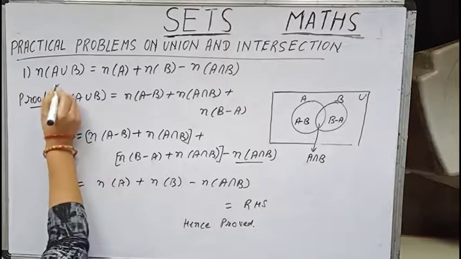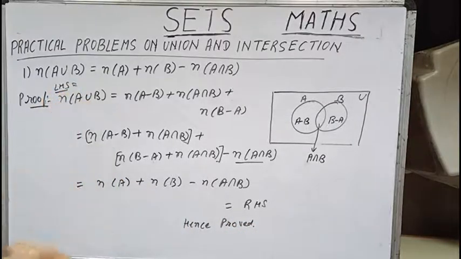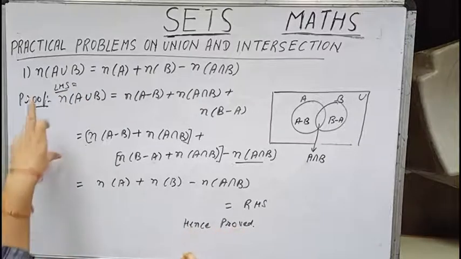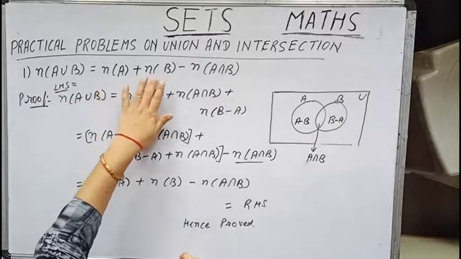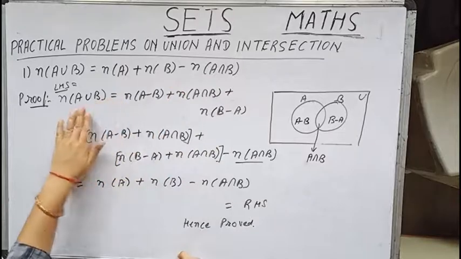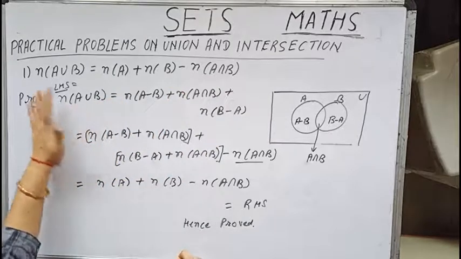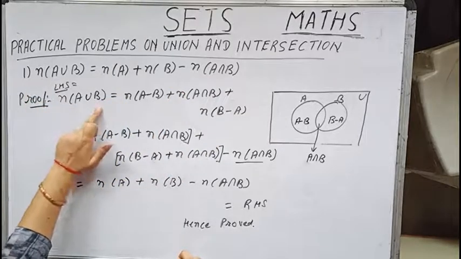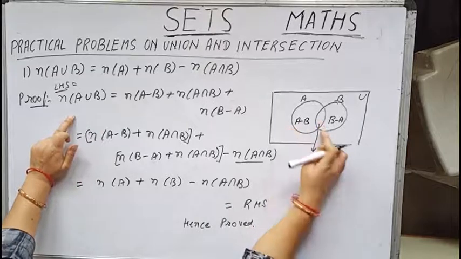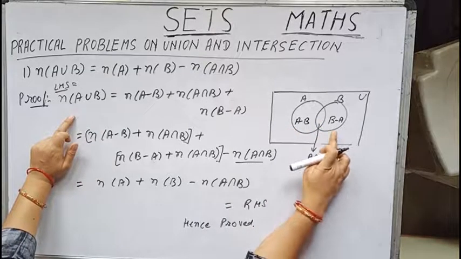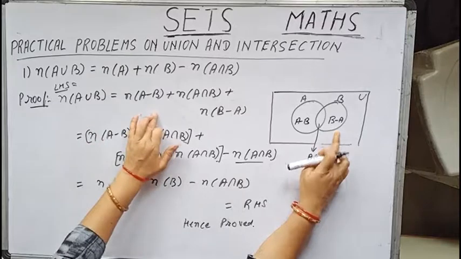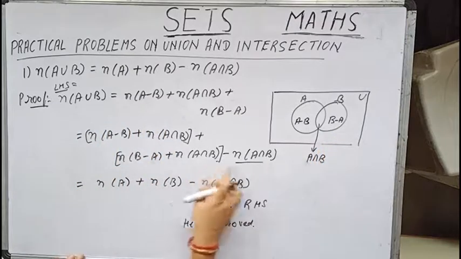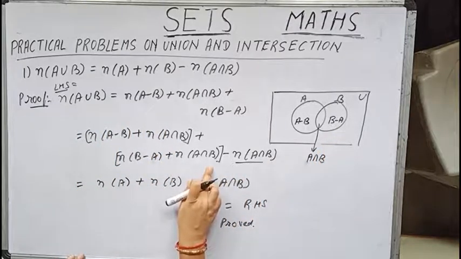You can write over here LHS. So children, again I am explaining. n of A union B equals to n(A) plus n(B) minus n of A intersection B. We will start with n of A union B, that is LHS. Now n of A union B is equals to n of A minus B plus n of A intersection B plus n of B minus A. This expression. Now we will add and subtract n of A intersection B.